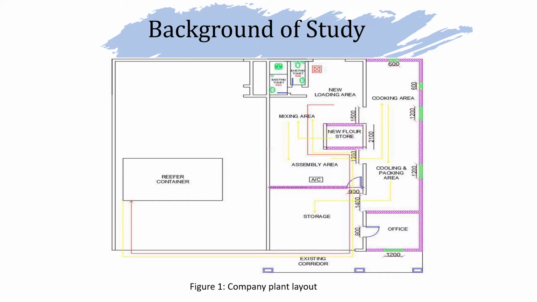After that, the raw keropok lekor will enter the cooking area and will be cooled down in the cooling area before entering the packing area to produce the finished product. Then it will be stored in the storage before being distributed to the distributor.